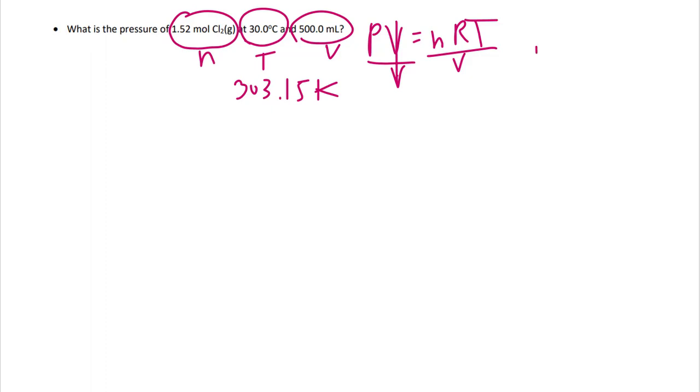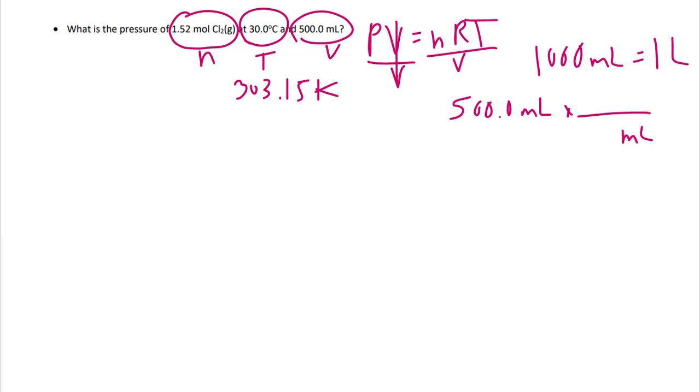Do you remember that 1,000 milliliters are in 1 liter? So I would take 500 milliliters. And remember, I need to have milliliters on the bottom to cancel out. So I would have my 1,000 down there and 1 liter on top. So this would be 0.5 liters. It's kind of sloppy, sorry.